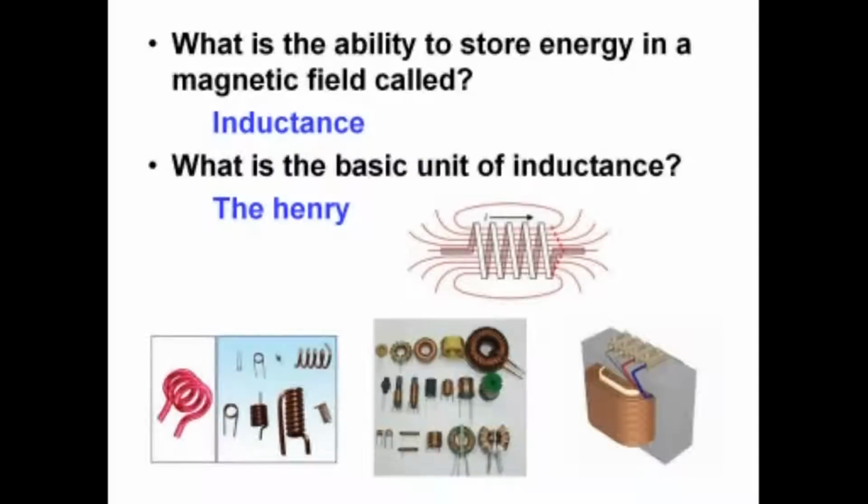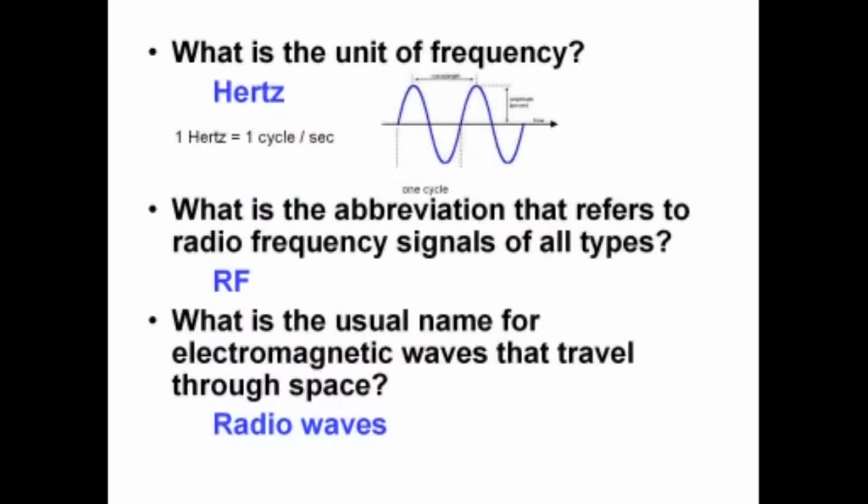What is the unit of frequency? The unit of frequency is the hertz. Hertz is equal to 1 cycle per second. And remember, the cycle is from one point on one wave to the same point on the next wave. Okay, 1 cycle.